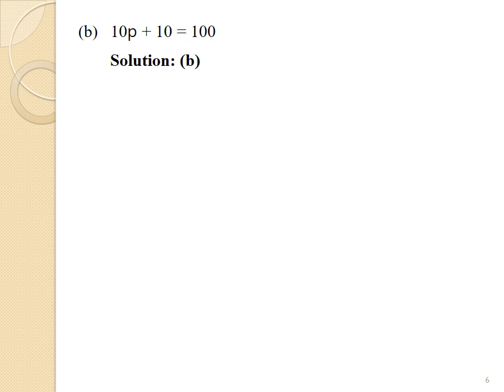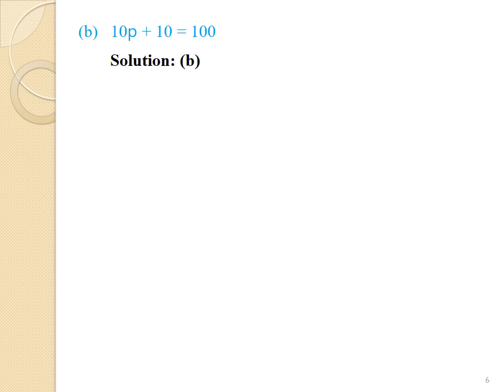Now, sum D. 10p plus 10 equals to 100. Students, in this equation, there are two operations, multiplication and addition. So, we have to use two laws, subtraction and division law. First, we have to subtract 10 from both the sides of the equation. Then, we have to divide both the sides by 10. So, let's solve this equation.